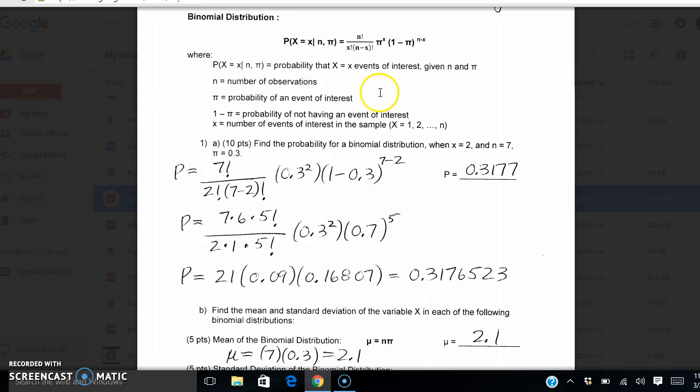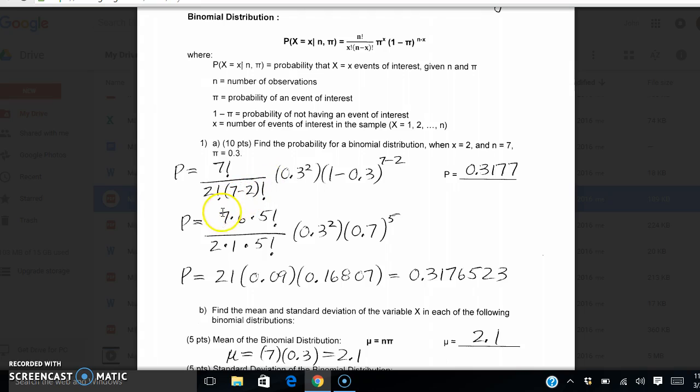And you are given the values in this problem. The x is 2, the n is 7, and the pi is 0.3. So your first step is to plug in the values into the formula. And here we have the first section, which contains the factorials. We have n is 7 factorial, x is 2 factorial, and then n minus x is 7 minus 2 factorial.